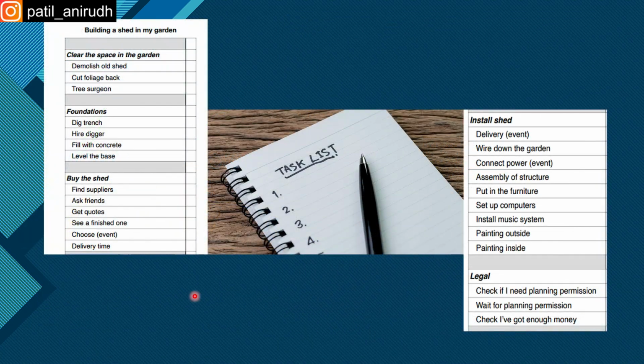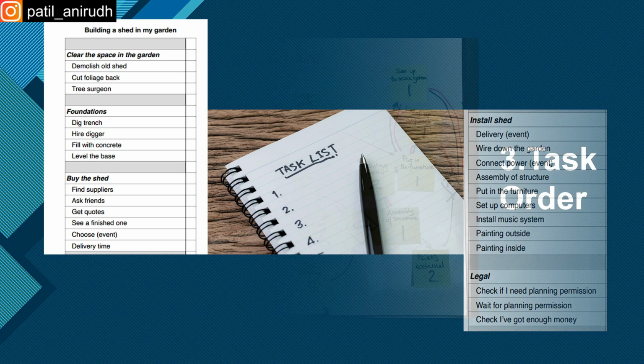Next, now here you can see: clear the space in the garden. This task has subtasks like demolish old shed, cut foliage, and tree surgeon. So like that, you can have subtasks under the main task, if you have many tasks in hand.